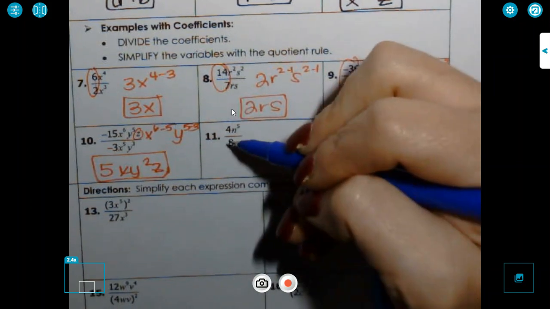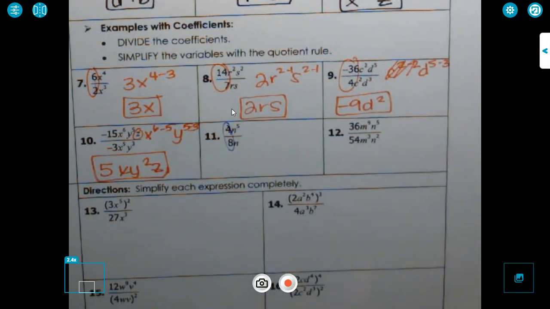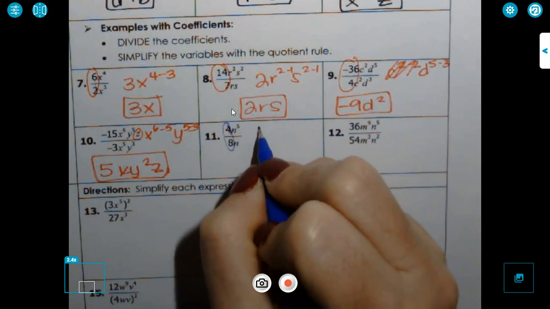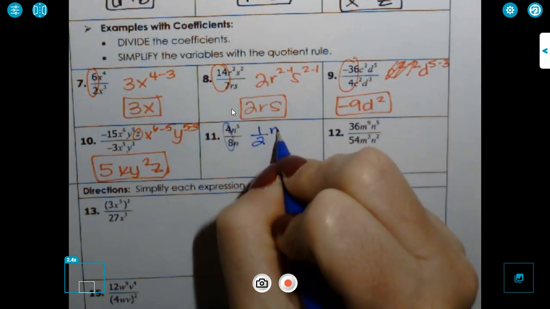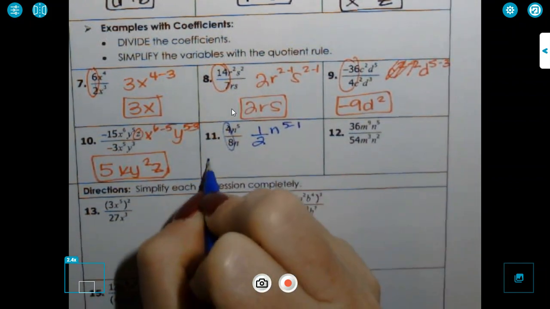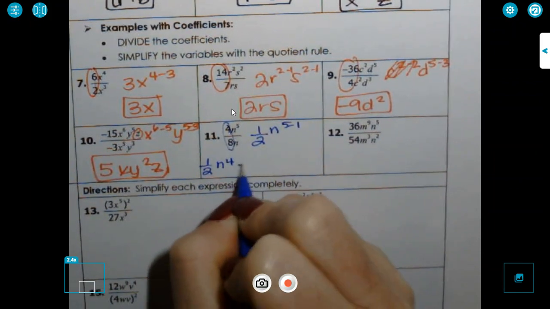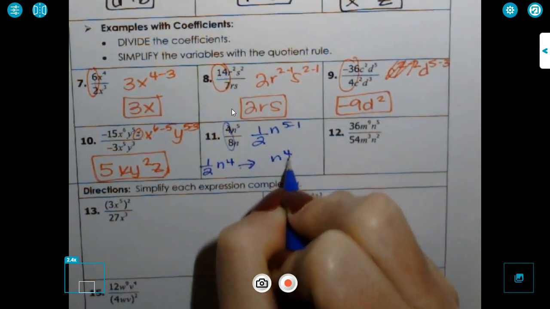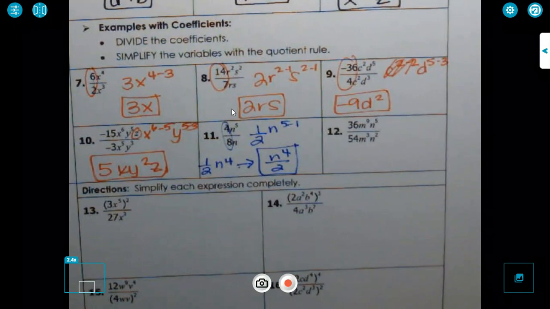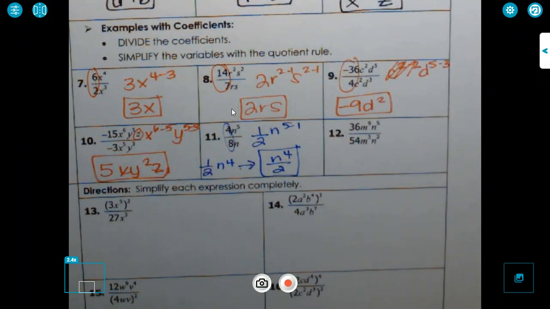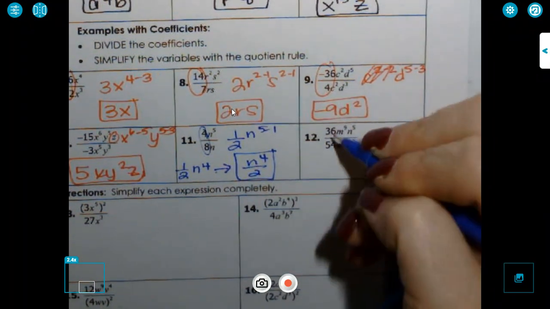All right, so be careful right here, because 4 over 8 is not a whole number. It does reduce down to a fraction. Okay, so that is 1/2 n to the 5 minus 1. So it can be written like this, y'all, but most likely you're going to see it like that, with that n to the fourth being on the top. And that's what I was talking about earlier, okay?